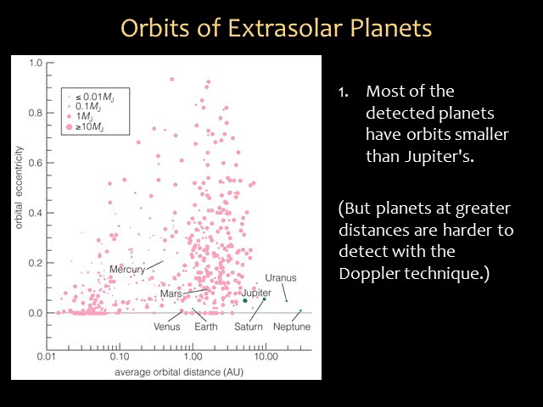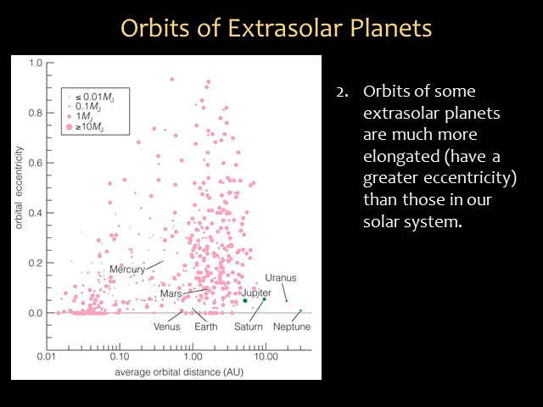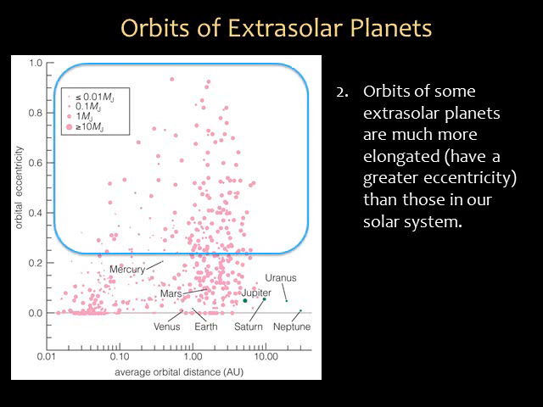First, most of the extrasolar planets orbit their stars more closely than Mercury orbits the Sun, and none are as far out as our Jovian planets. The second thing is that orbits of some extrasolar planets are much more elongated than those in our solar system. Mercury is the most eccentric planet that we have.